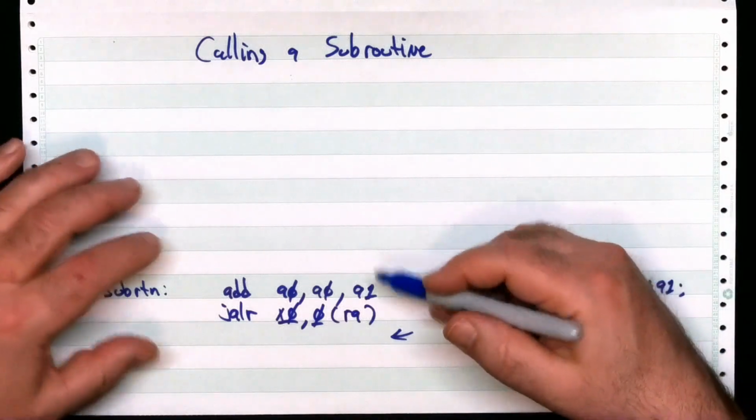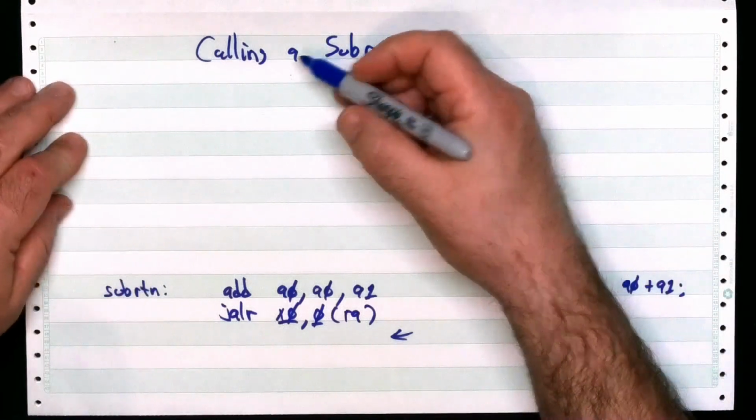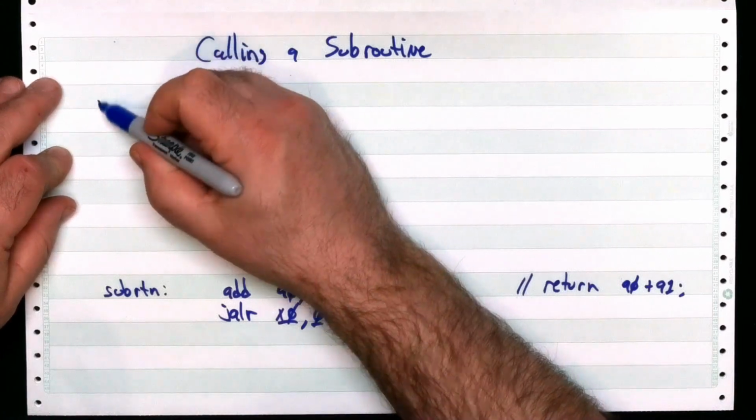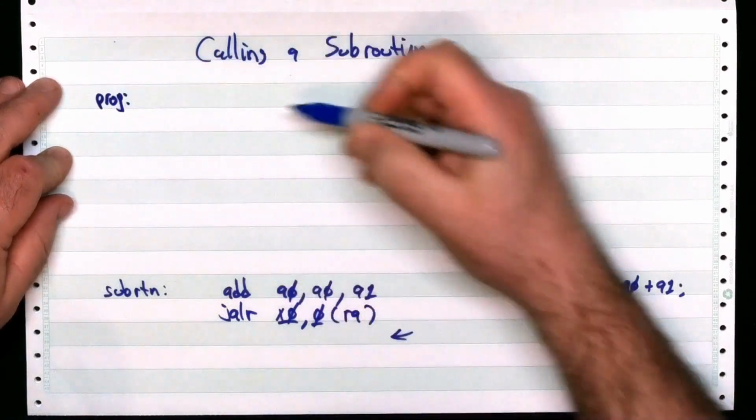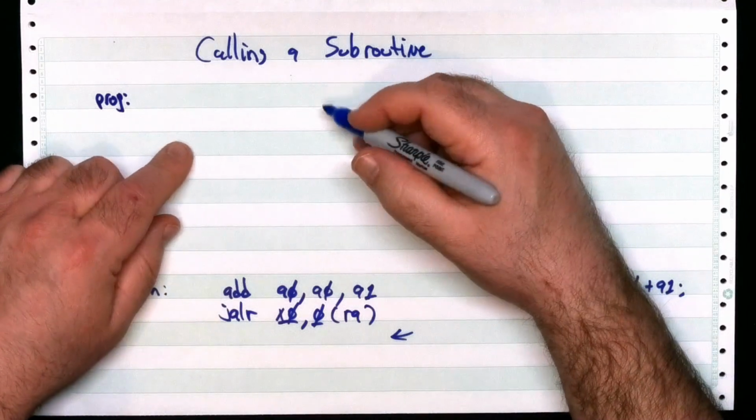Now, how do we get here? So let's say here's my program up here. Maybe, let's call this program. Some other label up here. What's going to happen up here?